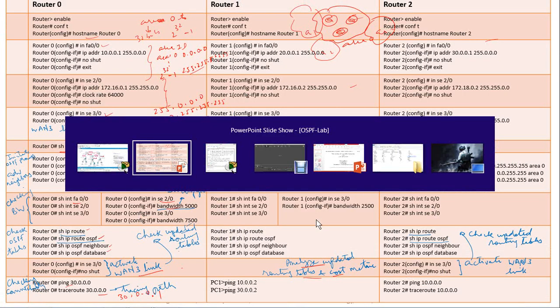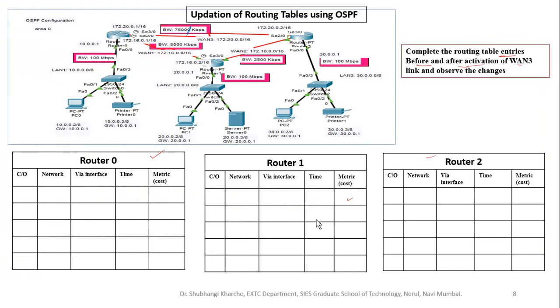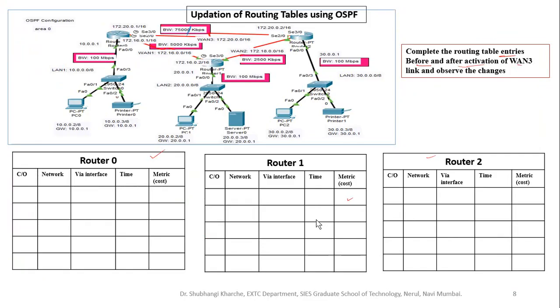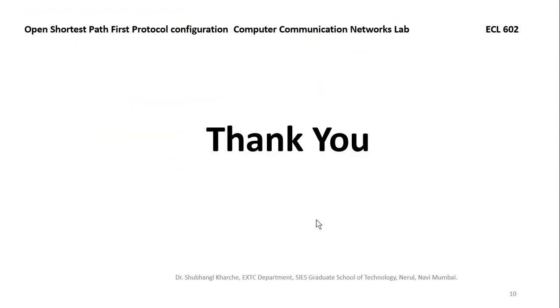So thanks for patient listening. After completion of this experiment, you can update these routing tables before the activation of the WAN 3 link and after the activation of the WAN 3 link, and draw a proper conclusion. Thank you.